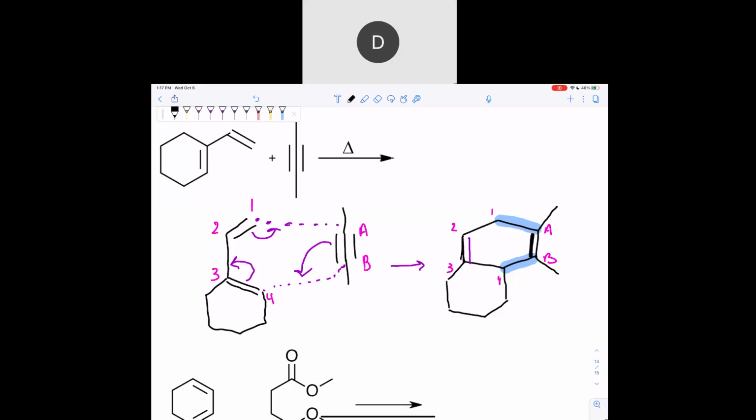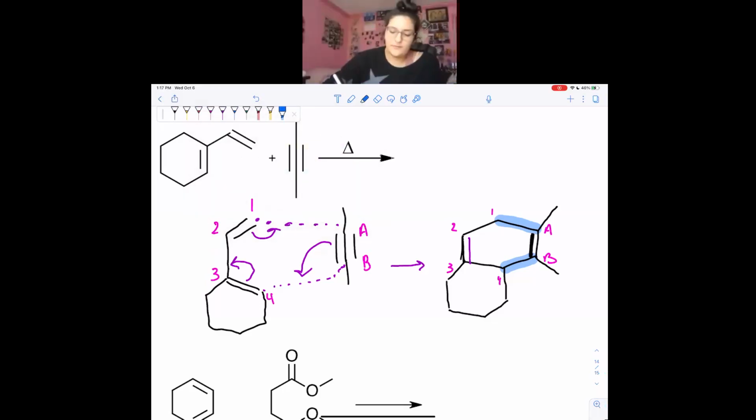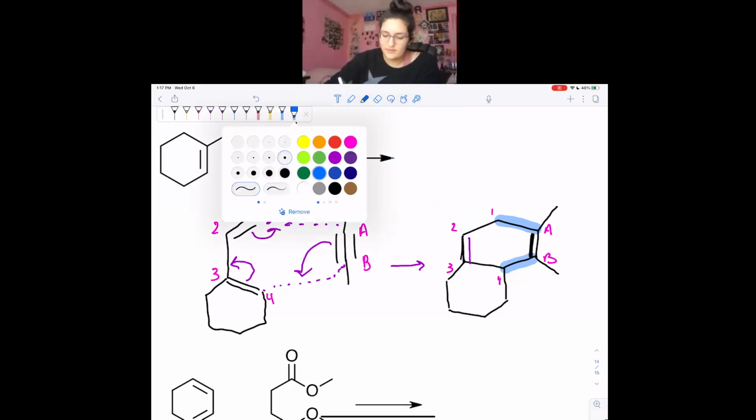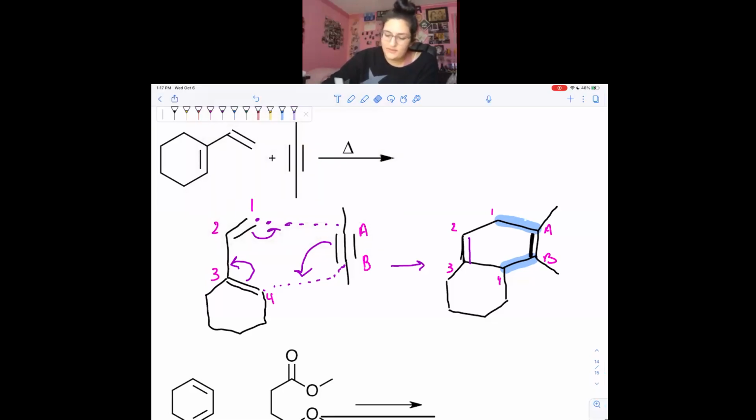For 3 and 4, why'd you put a cyclohexane in there? And also, where'd you get the methyls from for A and B? Perfect. So, for A and B, A and B each have a methyl on them right here, and so that's what these methyls come from.